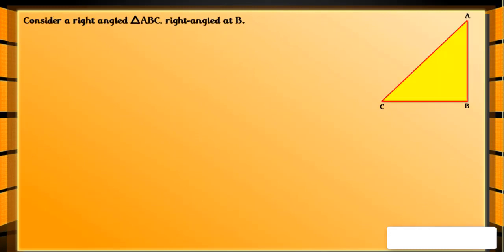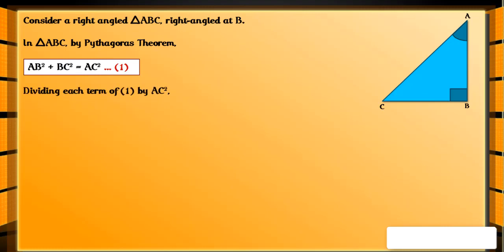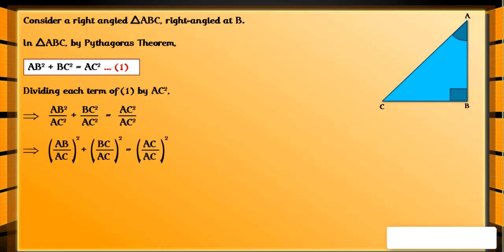Consider a right-angled triangle ABC, right-angled at B. In triangle ABC, by Pythagoras' theorem, AB square plus BC square is equal to AC square. This is equation 1. Dividing each term of equation 1 by AC square, we get AB square upon AC square plus BC square upon AC square is equal to AC square upon AC square, which implies (AB upon AC) whole square plus (BC upon AC) whole square is equal to (AC upon AC) whole square.